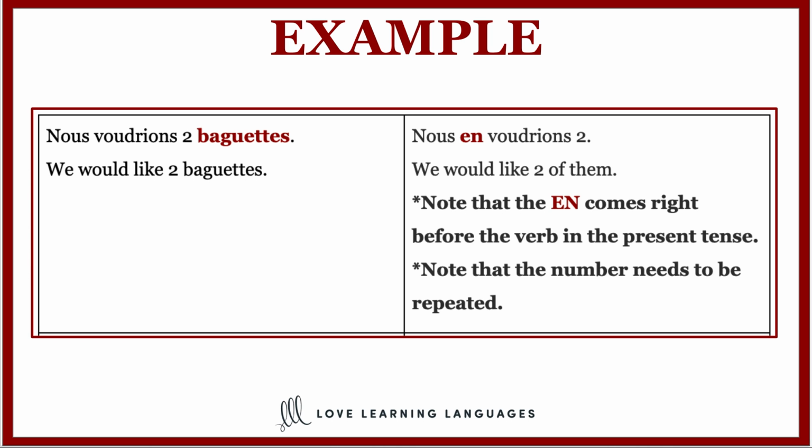So when we say we would like 2 of them, one of the tricky things is that in English, we would put that at the end of the sentence. But you have to remember that all pronouns come right before the verb in the present tense. All right? And note also that when a number is involved, the number needs to be repeated.